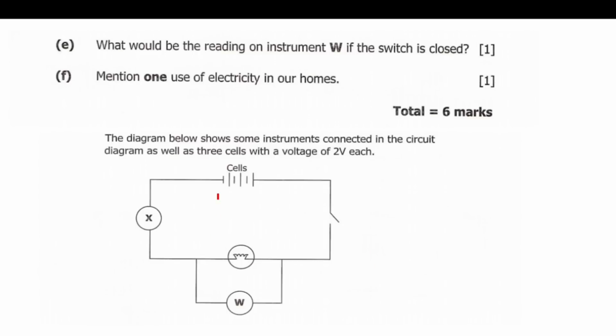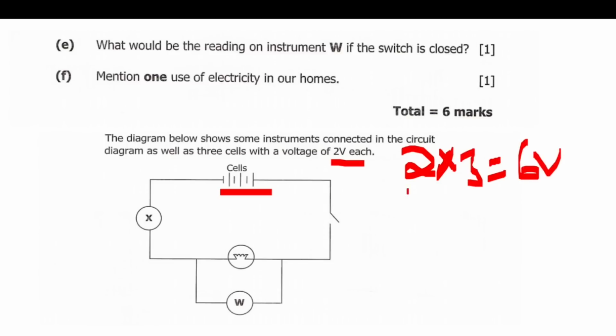So you had to put 2 volt. I didn't read this other one here which says each. If there are 3 cells, each is 2 volt, so it will mean 2 times 3, which will be 6 volt. So in this circuit, there is 6 volt circulating. So meaning that even this voltmeter here will read 6 volts as opposed to the 2 I wrote. This was wrong, I didn't read properly. So this is 6 volts.